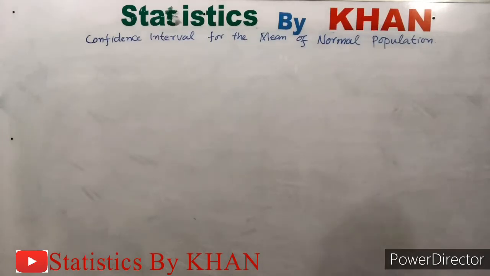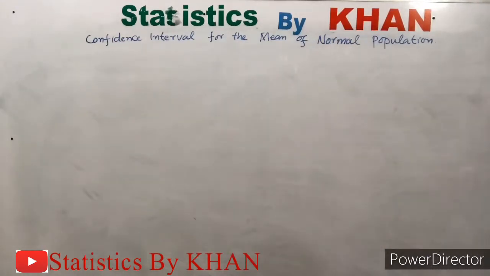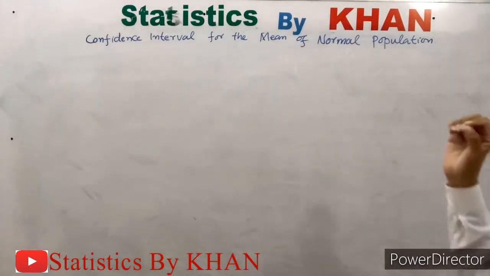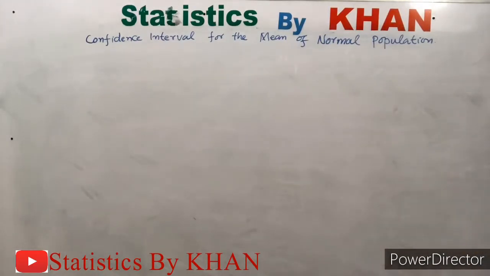What does it mean? Suppose we have a normal population and its mean is unknown. So then what are we doing? We are constructing a confidence interval, and in that interval the mean of the normal population is expected to lie, and with that interval we are attaching some level of confidence, as has already been discussed in the last lecture, that is, estimation by confidence interval. We have discussed these things in that lecture.